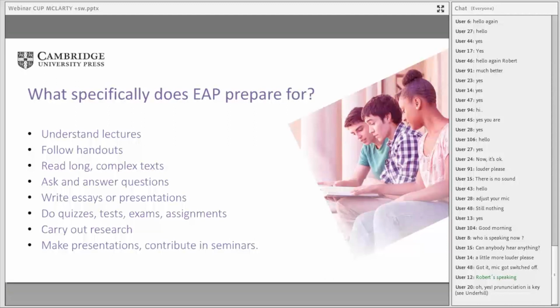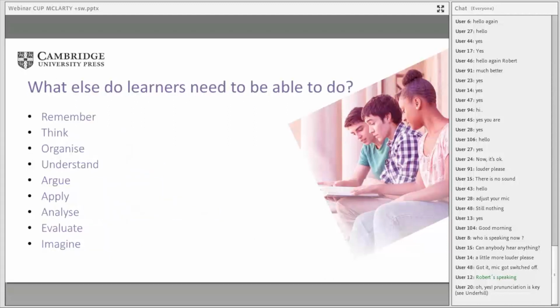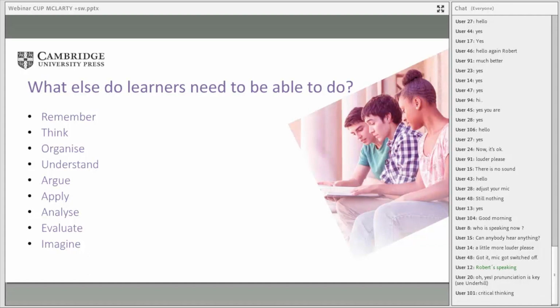But apart from that, we also need to prepare our students to be able to do thinking skills, from the very basic remembering, thinking, organizing, understanding what they've learned. We need to teach them how to argue, how to apply what they've learned, how to analyze, how to evaluate, and even how to imagine.